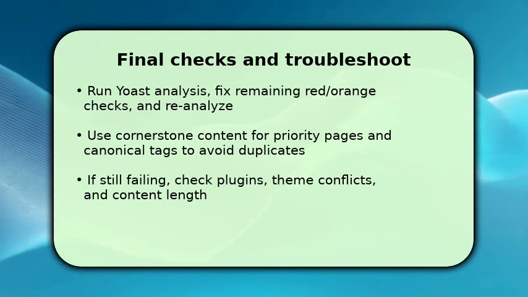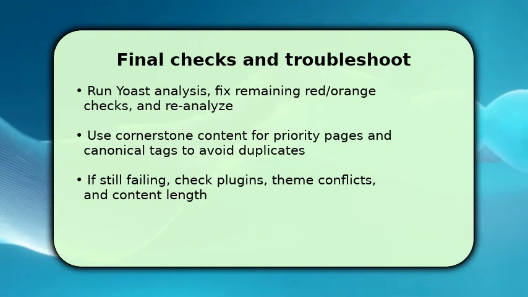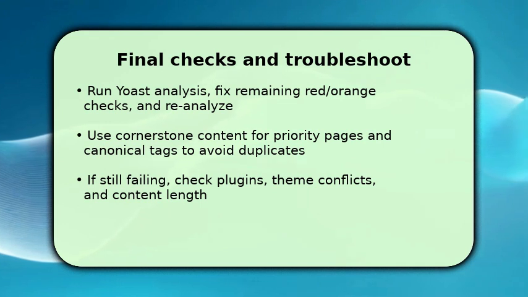Run Yoast's full analysis and address every red or orange item systematically. Start with keyword density, passive voice, and missing subheadings. Make priority pages cornerstone content and add canonical URLs to prevent duplicate content penalties.